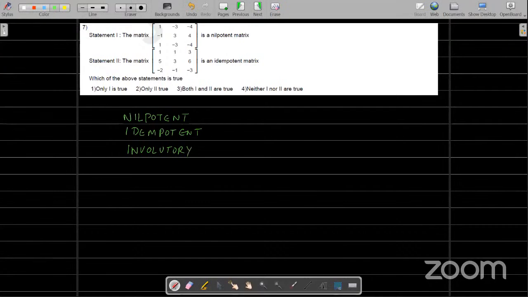Okay, so what are those criteria for defining what is a nilpotent? If I have any matrix A such that A square is equal to the 0 matrix, then it is called a nilpotent. Idempotent is when the square of a matrix is equal to itself. And the involutory matrix is when A square is equal to identity, which means that the matrix is the inverse of itself. Okay, so this is very strange.